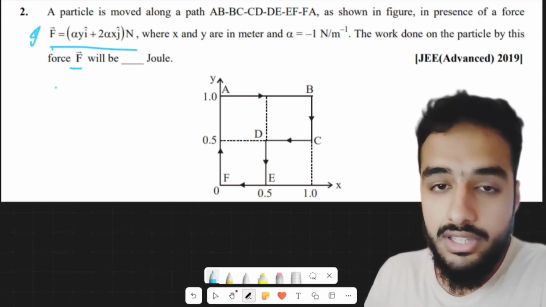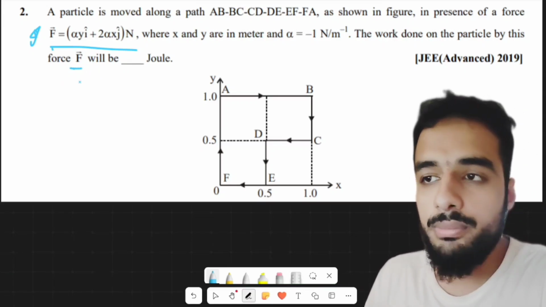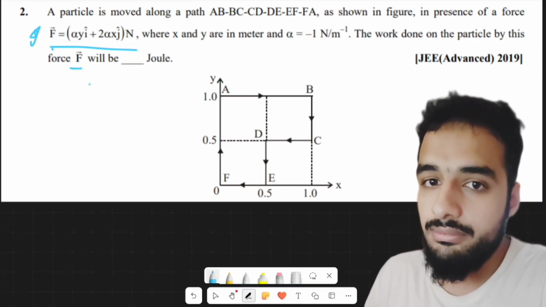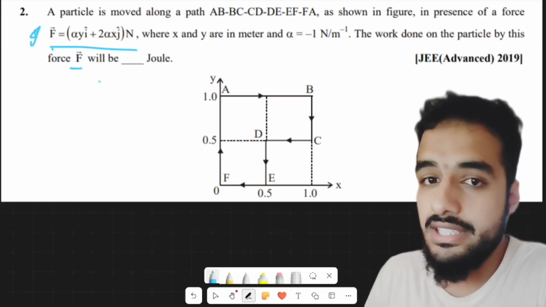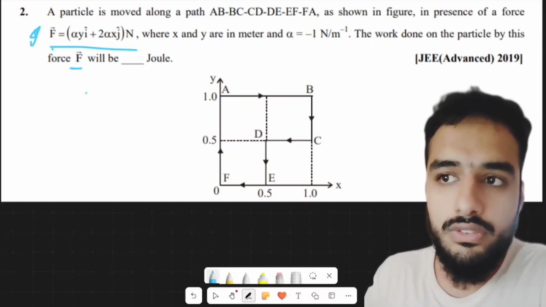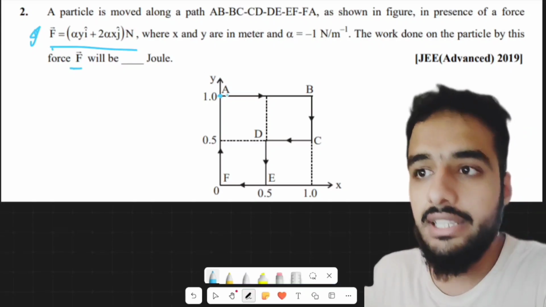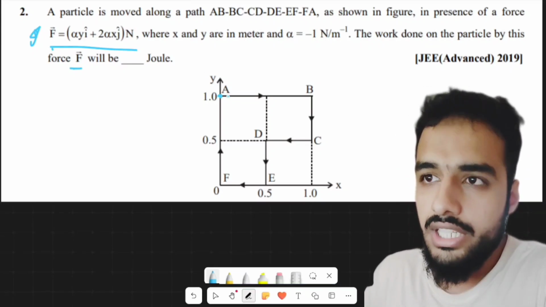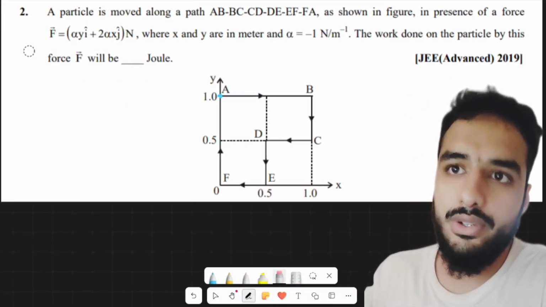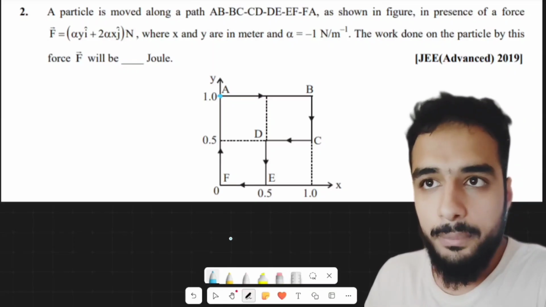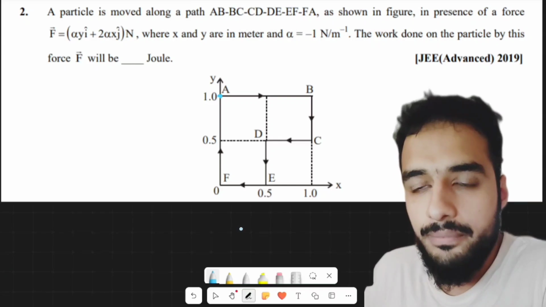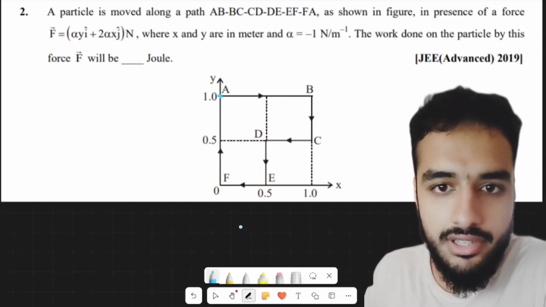See, if the force was a conservative force, we know the properties of a conservative force. When the work is done by or against a conservative force in a closed loop, that is always zero. See, it starts from A, it ends at A. It's a closed loop. It will be zero joules if it was a conservative force. But is it a conservative force? I'll say it's not. Usually if a force is constant, it's conservative, or if it is a perfect differential, it is conservative.